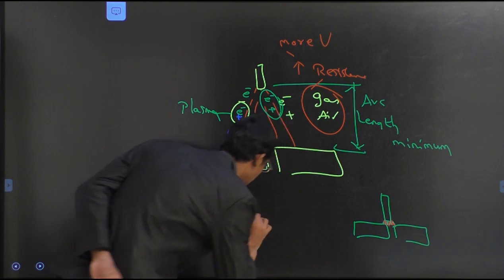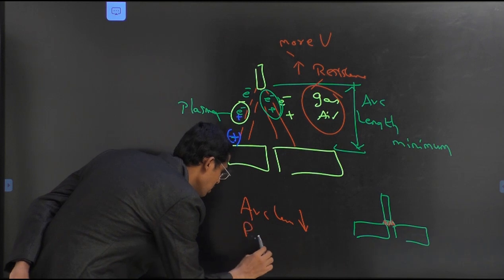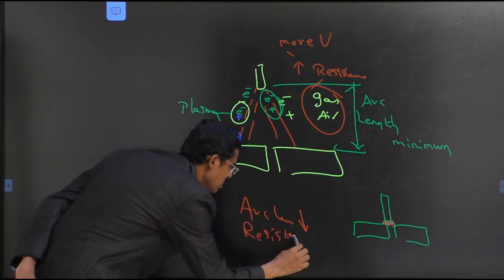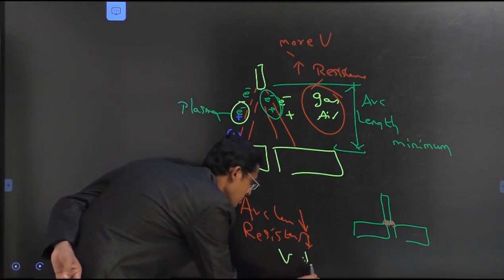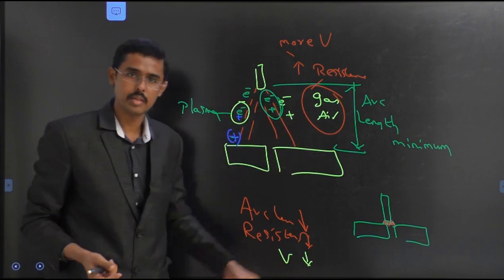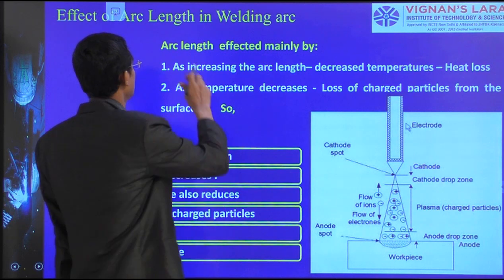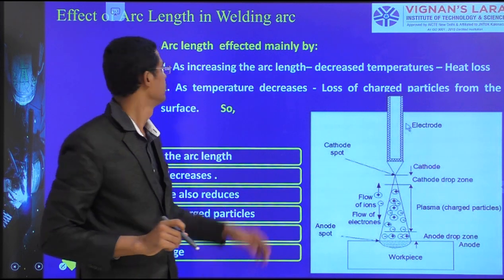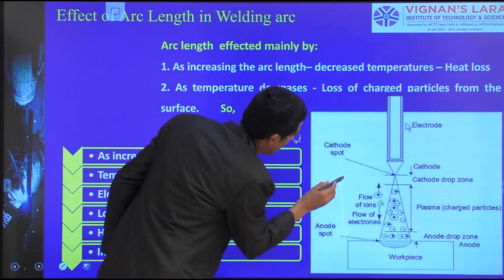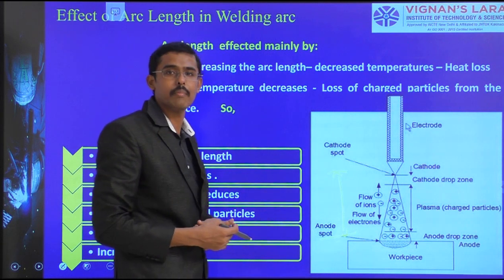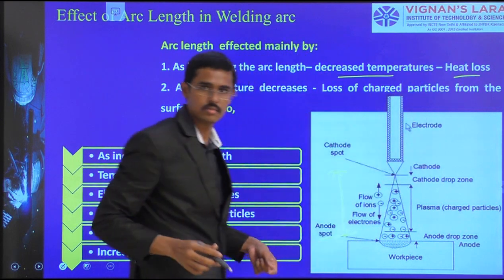So the arc length reduces, resistance reduces, and therefore the voltage can also be reduced. You should remember these things. The arc is mainly affected by increasing the arc length. I told you, this gap is the arc length. When the arc length increases, what happens? Increasing the arc length decreases the temperature and increases heat losses.